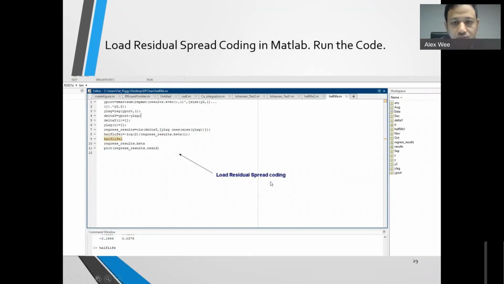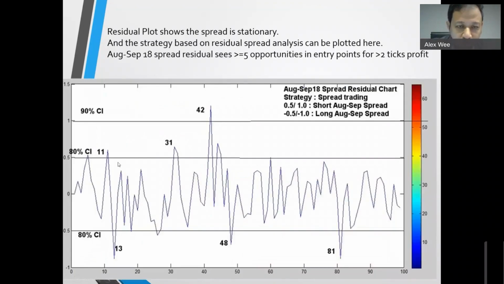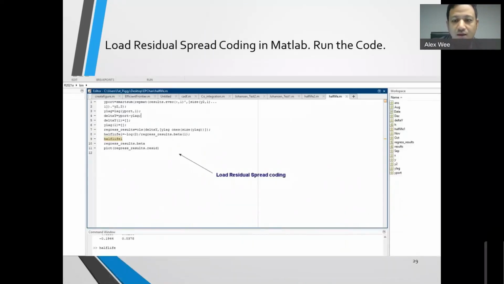So you can use half-life calculation. Load the residual spread, run the code, and you will see this is the residual spread. At the upper confidence level, you should short the near month and long the far month. Below here, you should long the near month and short the far month. For example, at plus 0.5, you should short the August and long September, and at negative 0.5, you should long August and short September, and so forth. This is how you can apply the residual spread.